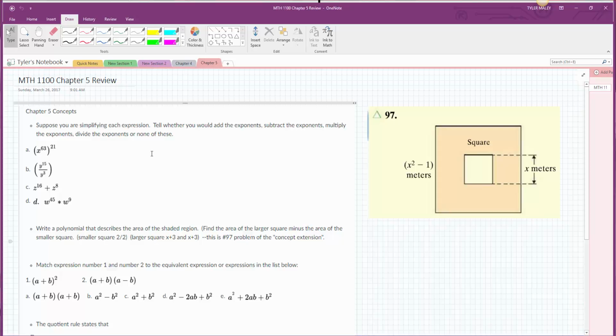So chapter 5 concepts, right? We're looking at polynomials and exponents, scientific notation, right? So these are some problems that I thought looked good to do from the questions suggested by your peers. So like here, suppose you're simplifying each expression: do you add the exponents, subtract the exponents, multiply the exponents, divide the exponents, or none of these, right? I thought this was a good problem because I think a lot of people struggle with the exponent rules and whatnot. And there's a really nice summary of the exponent rules in the chapter.